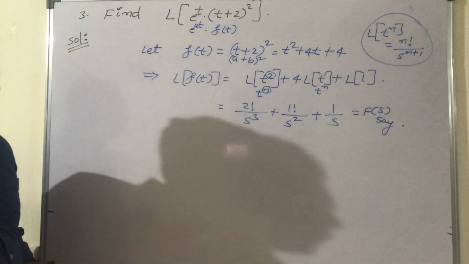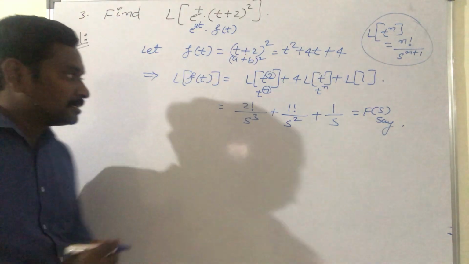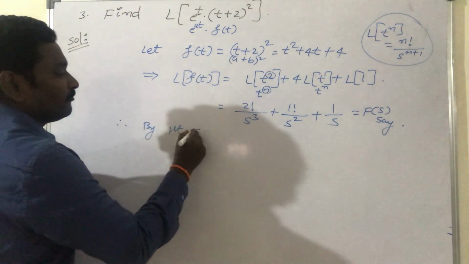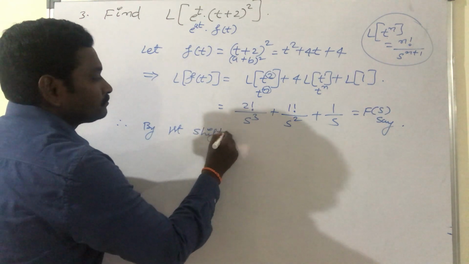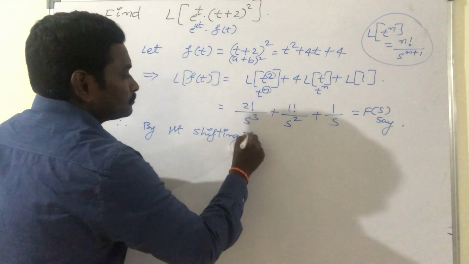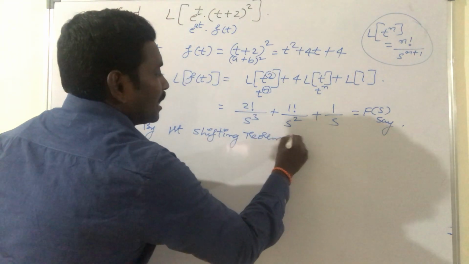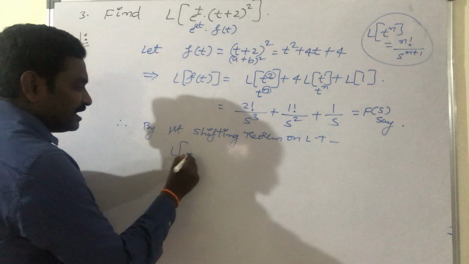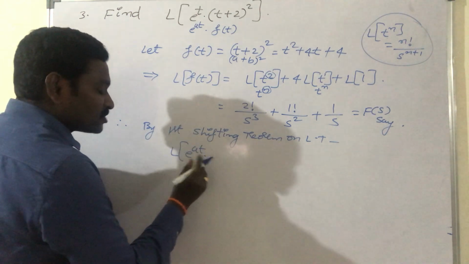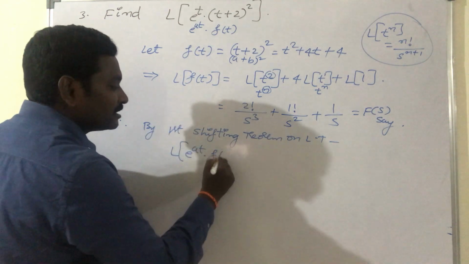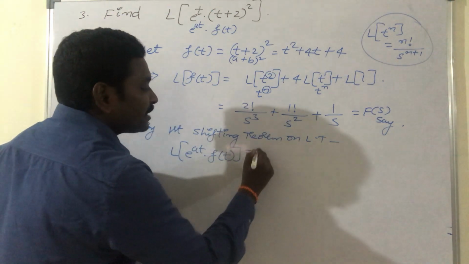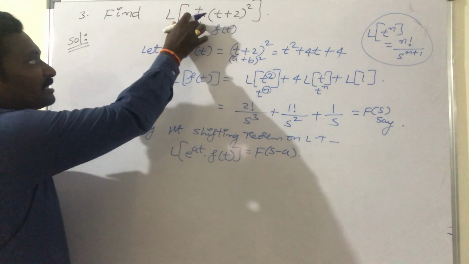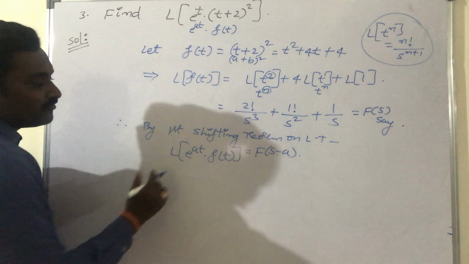Now write the statement of first shifting theorem on Laplace. Therefore, by first shifting theorem on Laplace transform, we have L of e power at into f of t is equal to F of s minus a. And write the given problem and compare the given problem with the original formula.